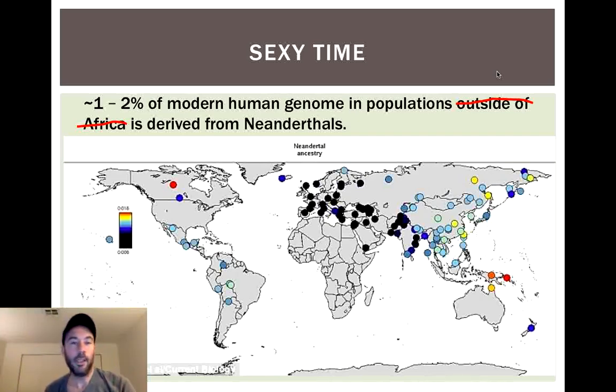So probably the interbreeding did happen in West Asia, because Neanderthals so far have really only been found in West Asia, maybe Central Asia, and Europe. So probably after people interbred with them, over generations, people were moving back and forth into and out of Africa, and passing on those genes.